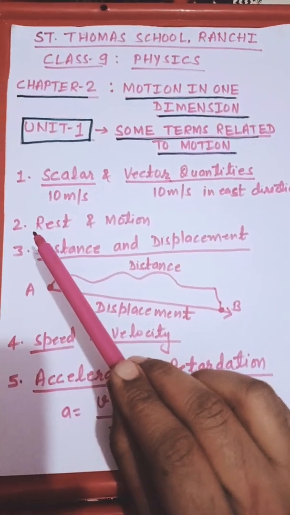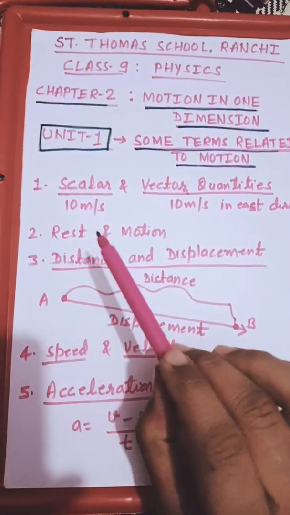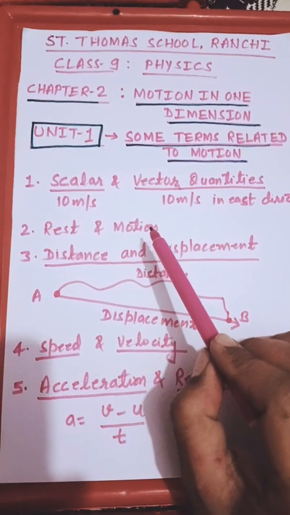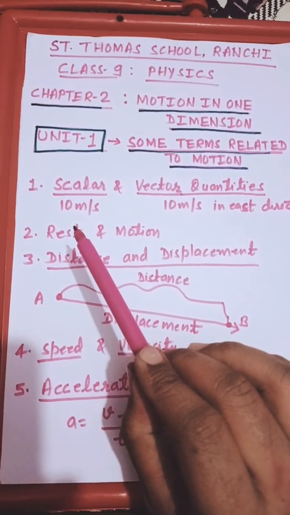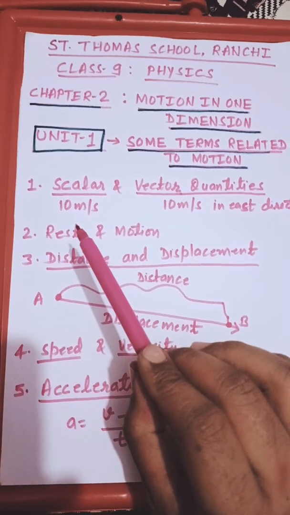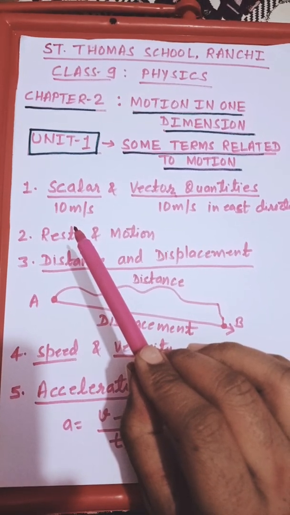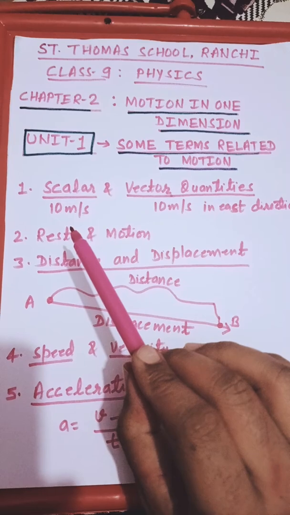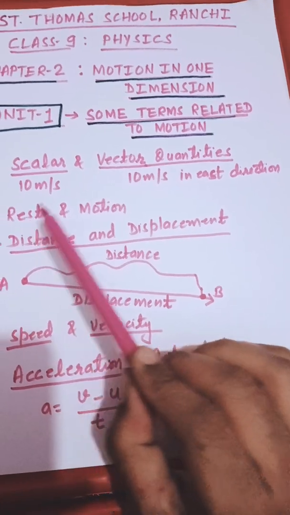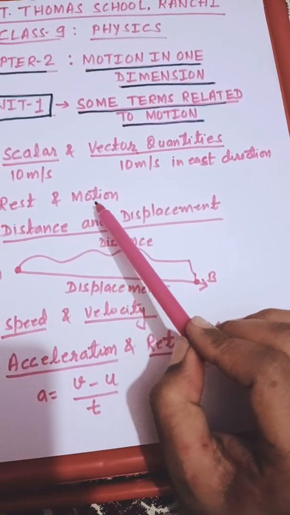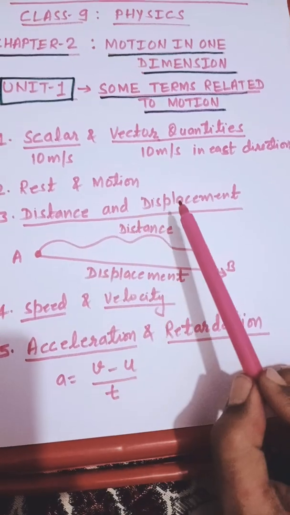The next topic is rest and motion. So under the topic of rest and motion we are going to study when an object is said to be at rest, and when an object is said to be in motion. An object is at rest if it does not change its position with respect to its immediate surrounding, while a body is said to be in motion if it changes its position with respect to its immediate surrounding. This means that if an object does not change its position with respect to surrounding, it is at rest, and if it changes its position with respect to time, then that object is said to be in motion.